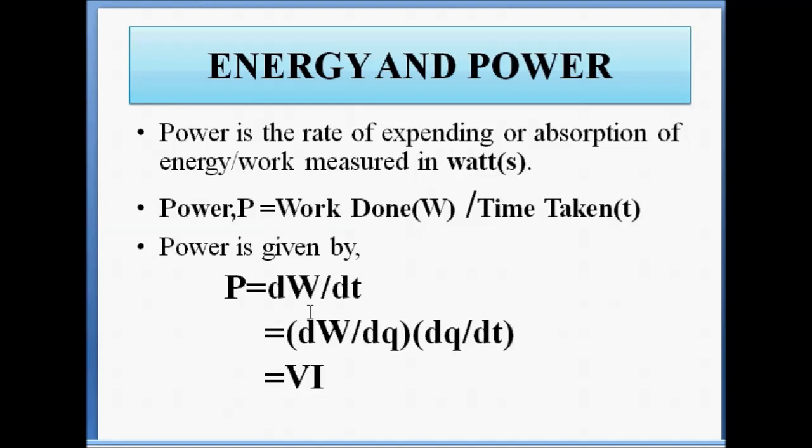We can express power as total work done W over a particular interval of time t. It can also be expressed in derivative form as the work done as a function of time, differentiated with respect to time, dW by dt. This expression can be broken down into two parts, dW by dq into dq by dt, which gives the same expression dW by dt when multiplied together. dW by dq, the derivative of work done with respect to charge, is nothing but the expression for voltage, while dq by dt, the derivative of charge flow with respect to time, is nothing but the expression for current. So power is the product of voltage and current in a circuit.